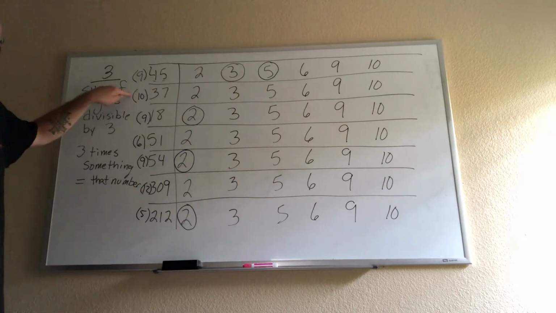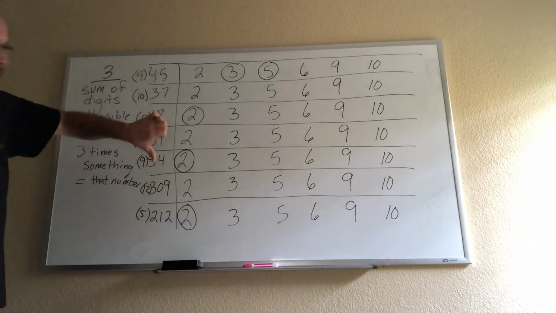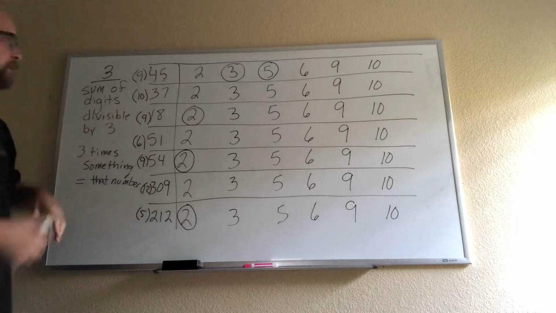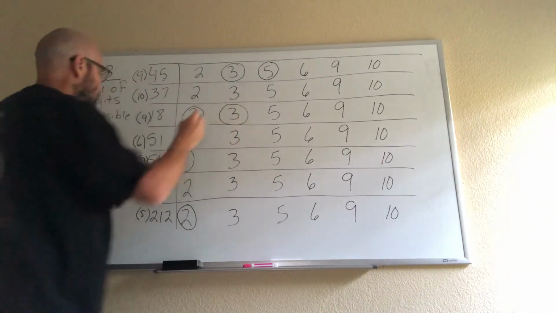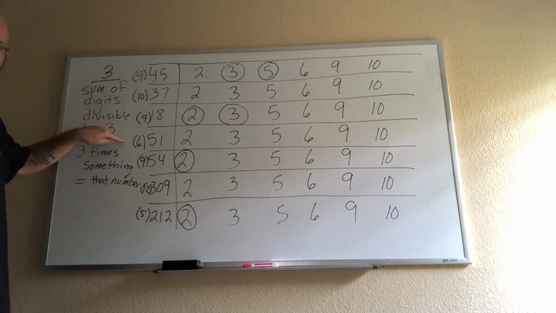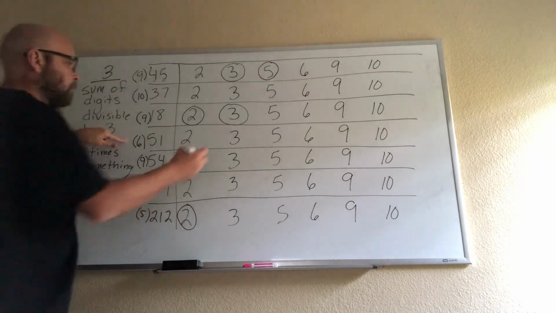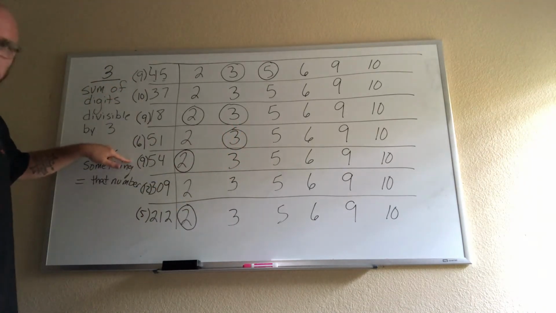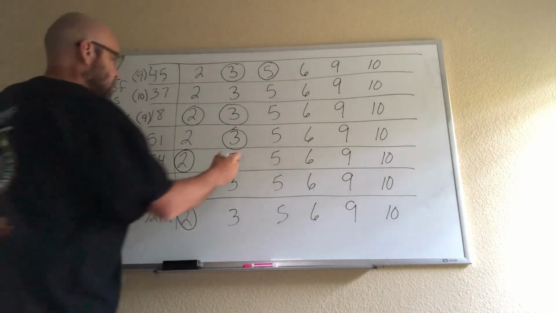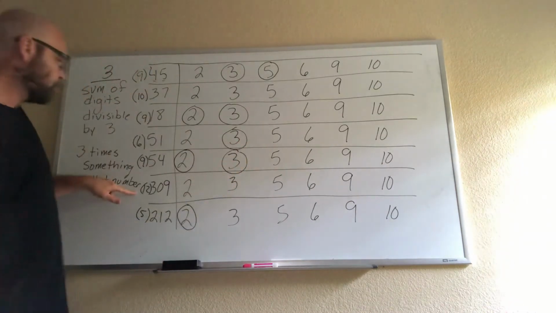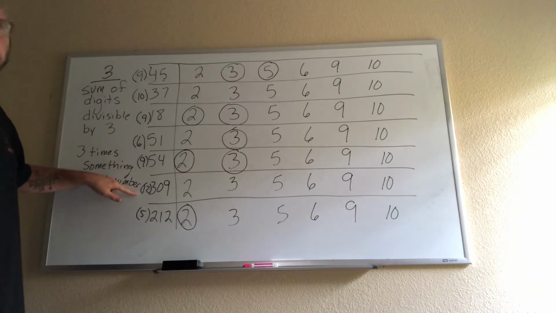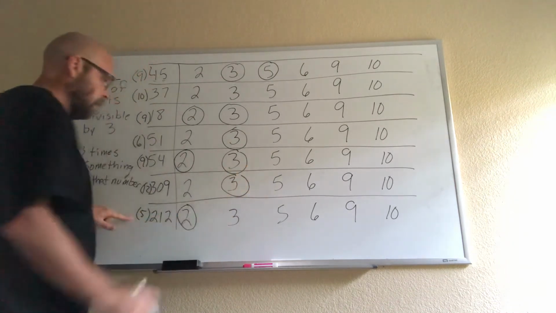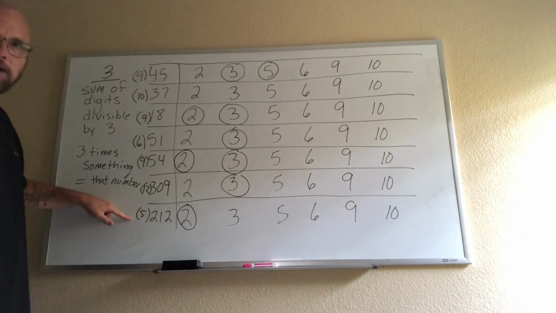Does 3 times something equal 10? No. Does 3 times something equal 9? Yes. 3 times 3 equals 9. Does 3 times something equal 6? Yes. 3 times 2 equals 6. Does 3 times something equal 9? Yes. Does 3 times something equal 12? Yes. It's 3 times 4. And does 3 times something equal 5?